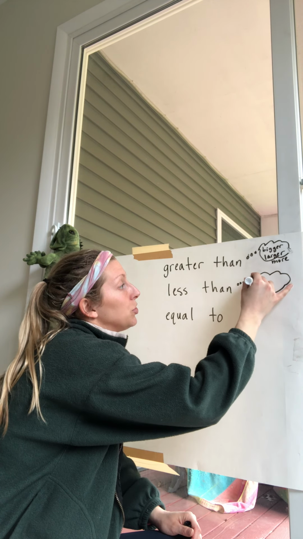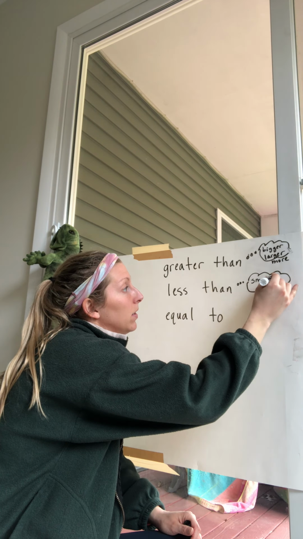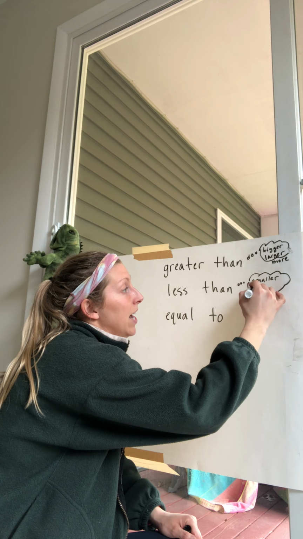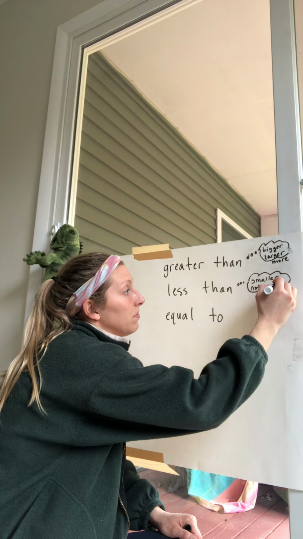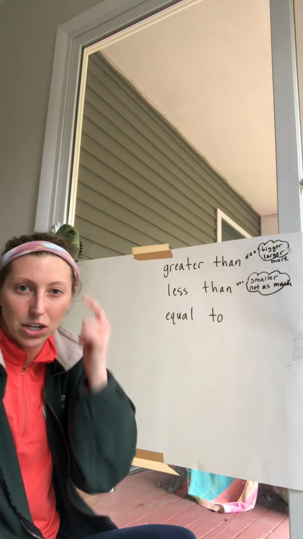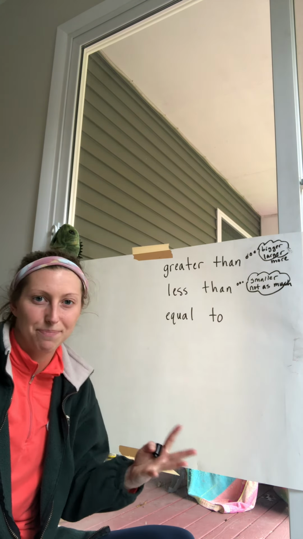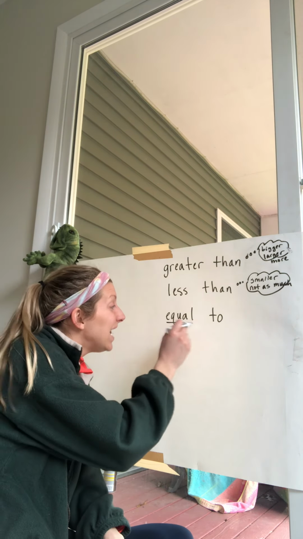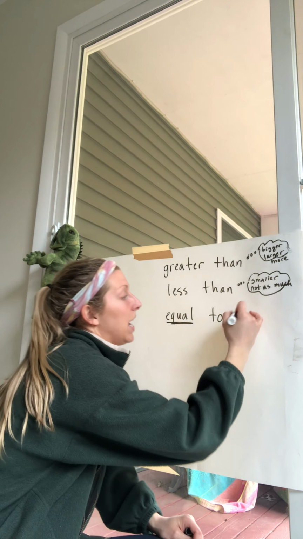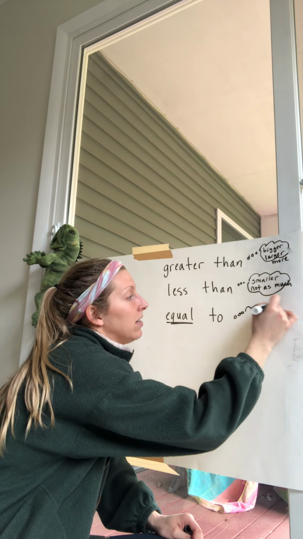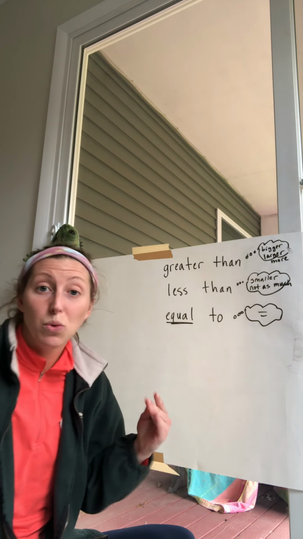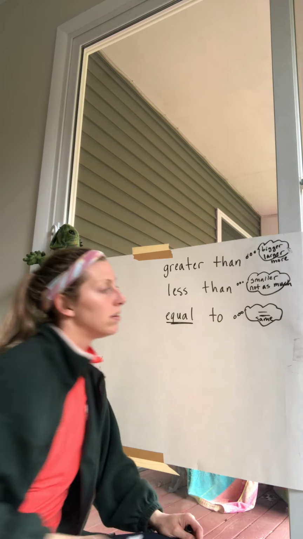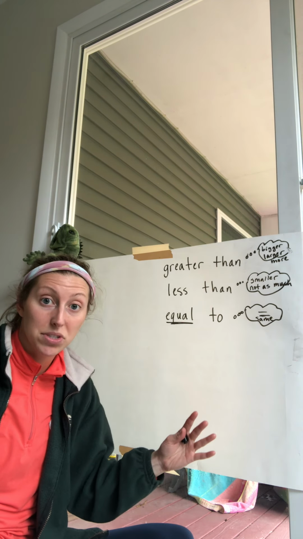Less than, ooh, smaller, not as much. So we're thinking about the smaller number. It is not as much. That's what Miss White thinks in her brain when I think about less than. Smaller. Equal to, it kind of is in the name, equal, like an equal sign. So what Miss White's brain is thinking about is equal, the same. I'm gonna write that down here. It's the same. That equal sign, same on both sides.